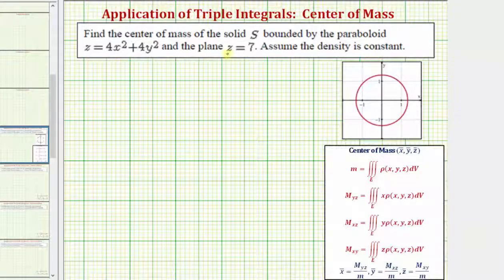We want to find the center of mass of the solid S bounded by the paraboloid given by z equals 4x squared plus 4y squared and the plane z equals 7, and we're told to assume the density is constant. Let's first look at the solid S in space.